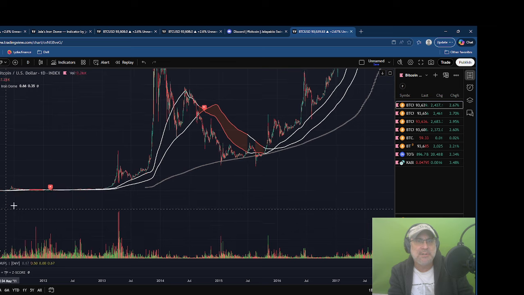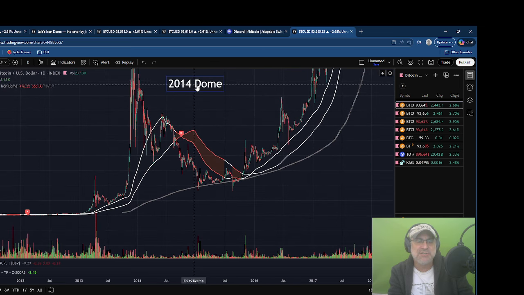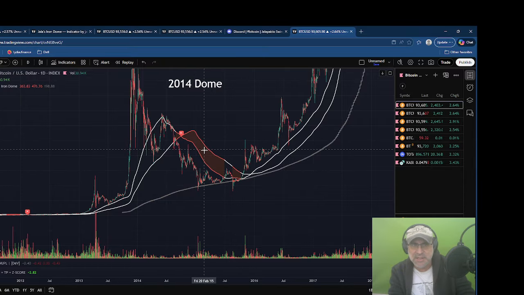Now the first one we come to is here, 2014. This is the first official dome that we can register, that we can track using this indicator, and so we have the Iron Cross here. This is when the 200 crosses beneath the 400. We get the Iron Cross, and then you see Bitcoin goes down. Now this is the dome, and the indicator shades it. The way I programmed it, this is shaded in like a rust color. It's kind of trying to look like a dome, Iron Dome color. And the price action is beneath it. We see an attempt here.